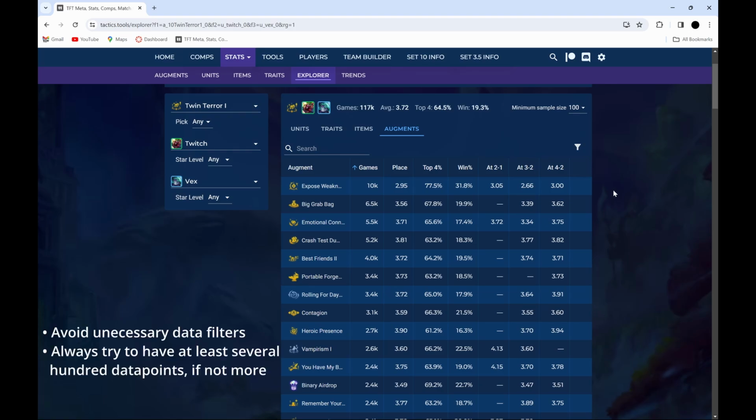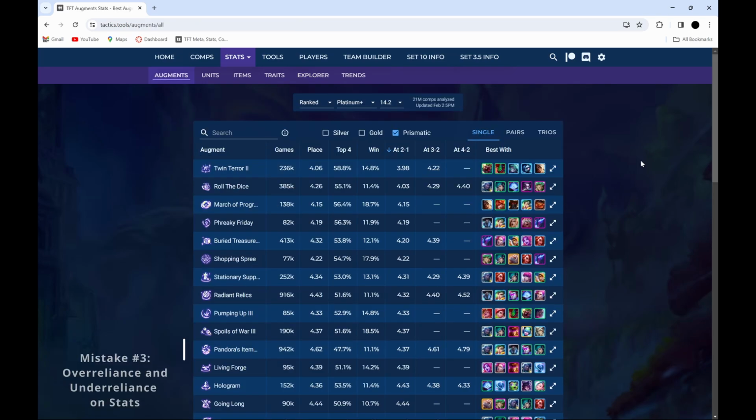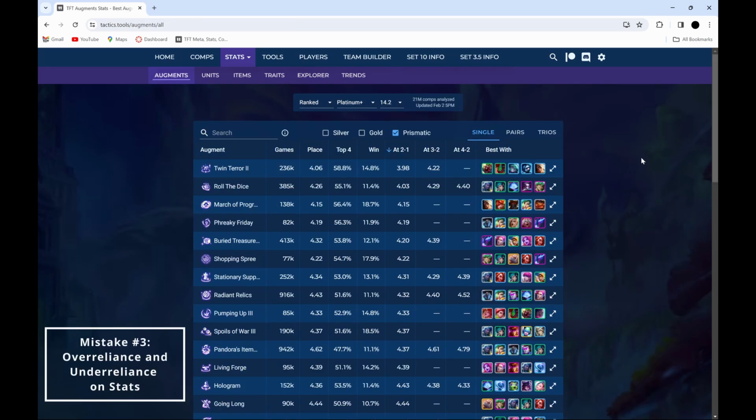So to summarize, we want to avoid filtering the data unnecessarily, and we always want to try to have at least several hundred, if not more, data points to get the most accurate results. Third of all, and this is what I think is probably the most common mistake that I'm going to be talking about in this video, is either over-relying or under-relying on statistics to make decisions.